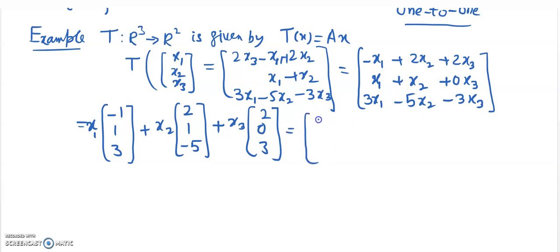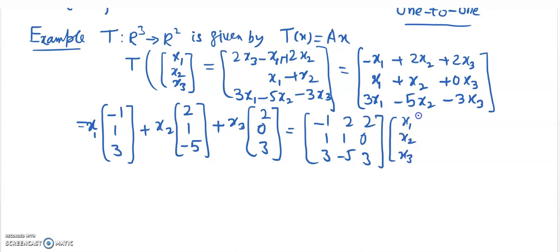And then we can also write it like this: the matrix with rows minus 1, 2, 2; 1, 1, 0; 3, minus 5, 3, times the vector x1, x2, x3. Okay, so in this case we get the matrix A like this. So if we want to get the matrix A, this will be the matrix A.